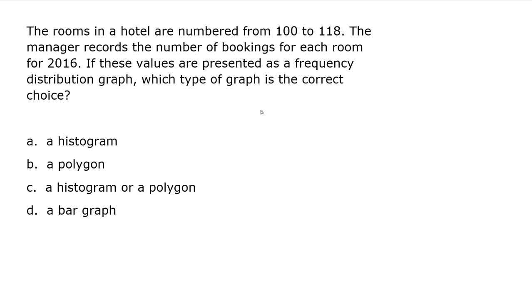Alright, the most important thing here is that we decide what kind of data we're dealing with, because if we're dealing with nominal data, then the only choice is a bar graph. If we're dealing with interval or ratio data, then we could be looking at a histogram, or we could be looking at a polygon.